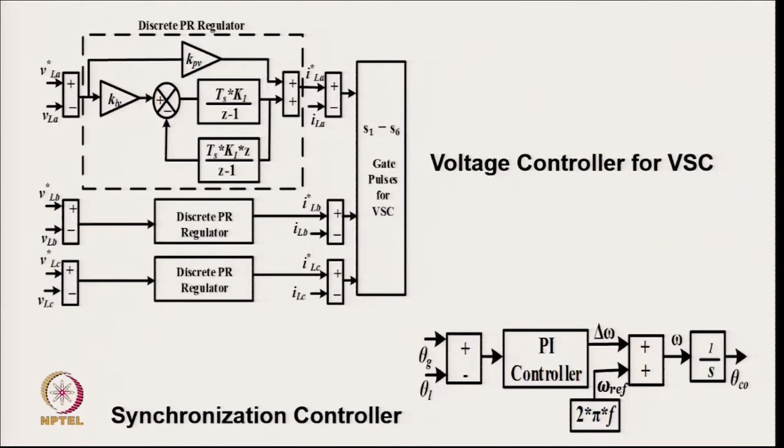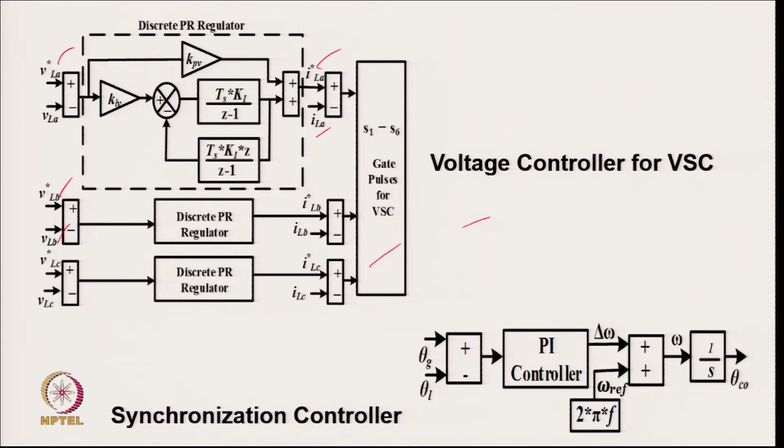This is typically when you are operating in voltage controller mode in islanding mode. So, we have a reference voltage, we have a sensed voltage, and we have a discrete proportional resonant controller which has a steady state error of 0 and gives a reference load current, and we have the feedback load current which gives the gating signal for voltage control in islanding mode.